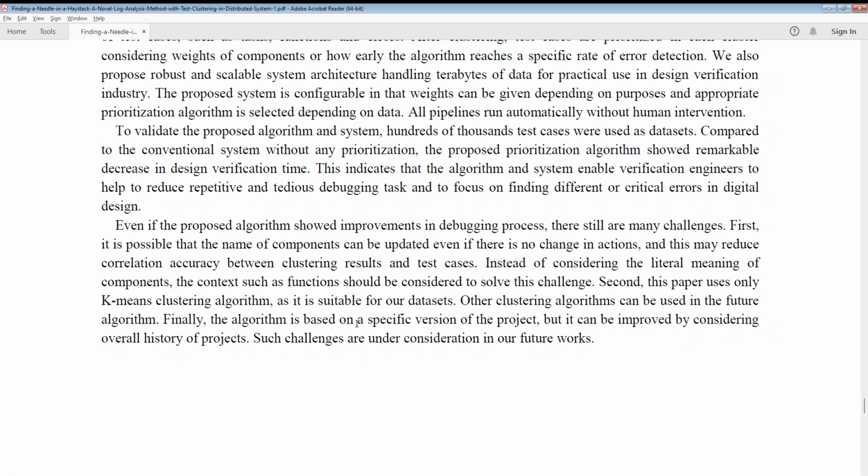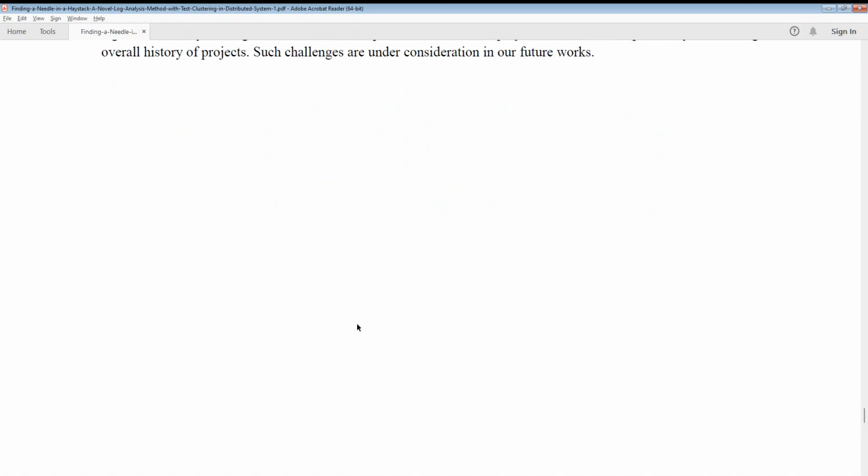Other clustering algorithms can be used in future work. Finally, the algorithm is based on a specific version of the project, but it can be improved by considering the overall history of the project. Such challenges are under consideration in our future work.